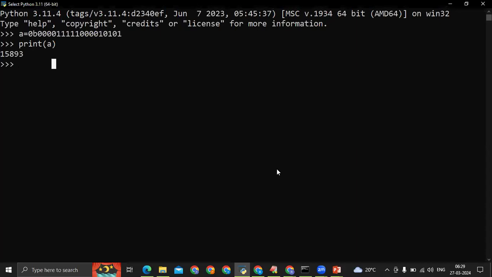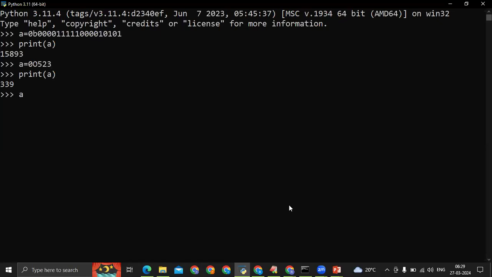Let's take A is equal to. Now I'm writing the octal number system. For that, I need to write 0O. It can be in the capital format also, 0O. Now, let me write 5, 2, 3. Now, print A. What is this? It is 339.